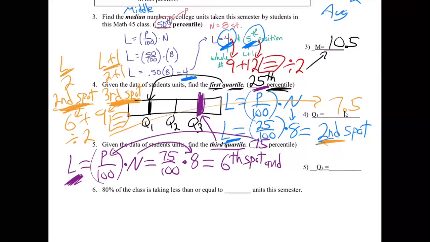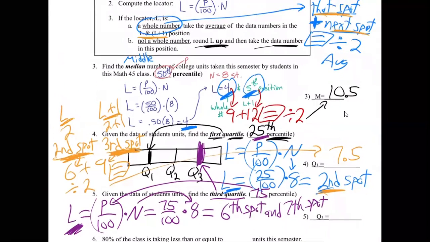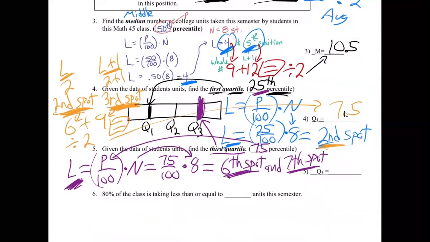And what else do we take? 7th spot. Remember, we always take that spot and the next one. So go back to the data set now. Find the numbers in the 6th and 7th spots. Add them, hit equals, and divide by 2.